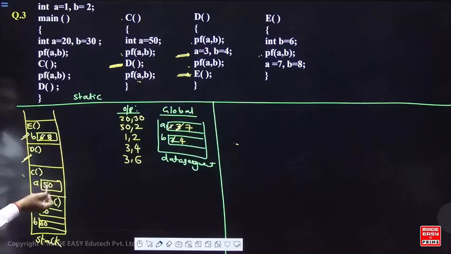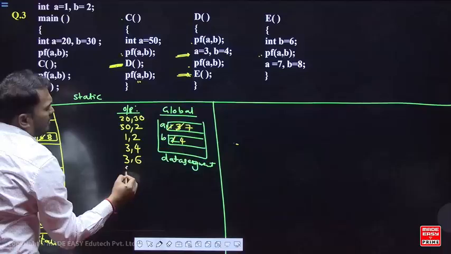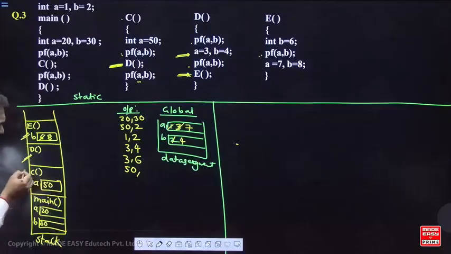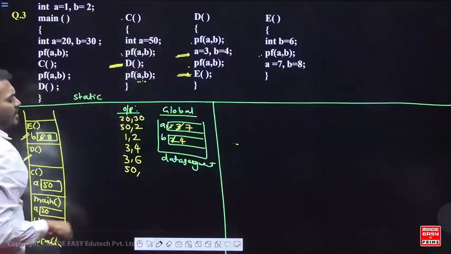50. A is a local variable in the function c, so the a value is 50. But remember, b is a free variable. In the function c you are printing b, but b is a free variable. So which one do you have to take?